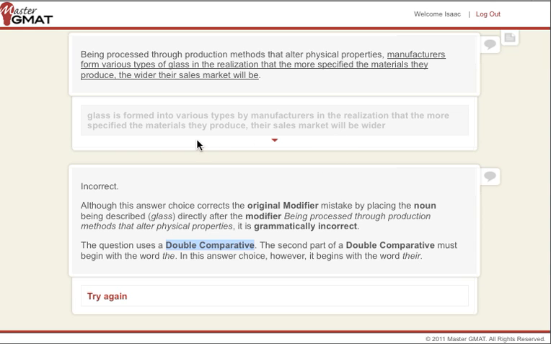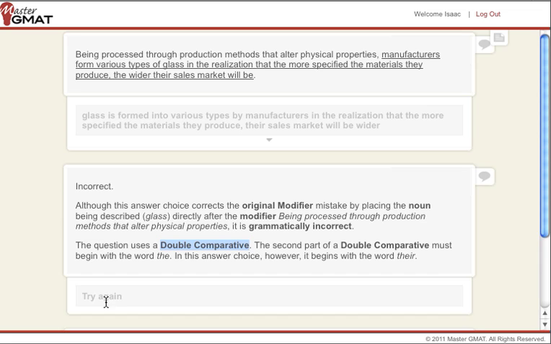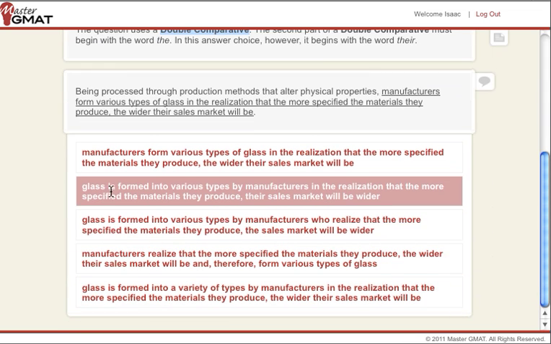So we have a double comparative situation. Right? The more specified the materials they produce, their sales market will be wider. Well, we're missing a the from somewhere in the second comparative. It's an odd construction, but it's true. Now look what happens. We don't just give you the answer, we let you try again. We don't want to spoon feed you the answer as many other materials and techniques basically do. We get to try again. Now the answer is blocked out.